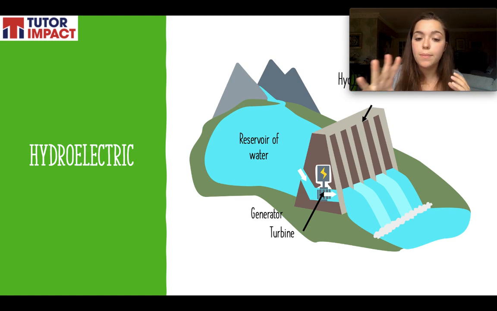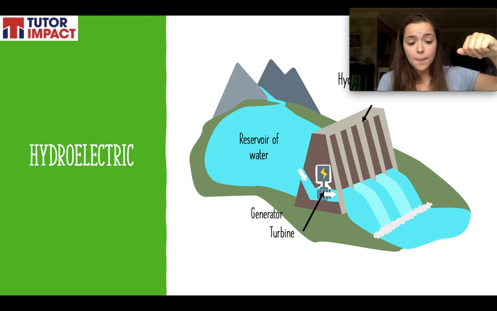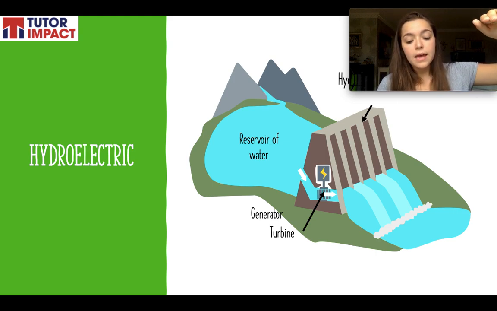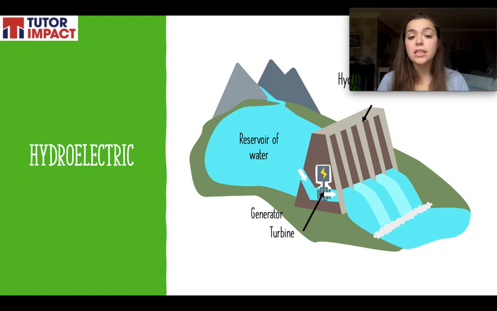So what we do, we build these big dams and we store loads of water at the top in a reservoir. Then, when we need electricity, we let the water run downhill, and that kinetic energy, that movement of the water, again, turns a turbine, powers a generator, creates electricity. So it's water flowing downwards.